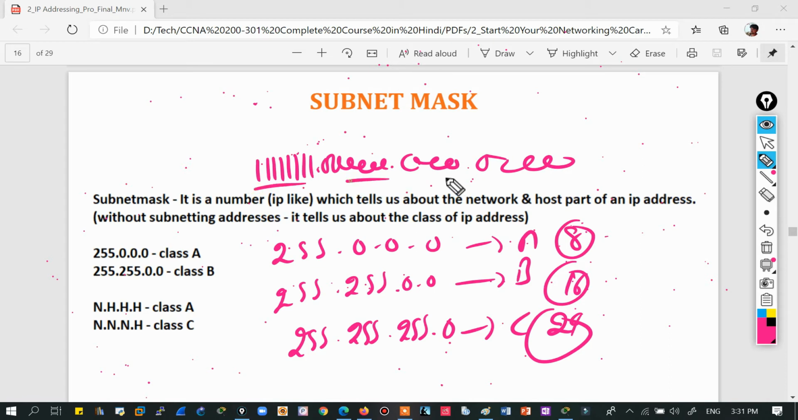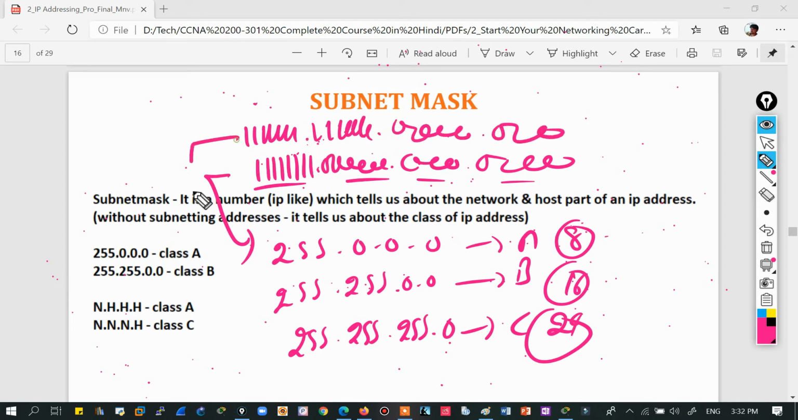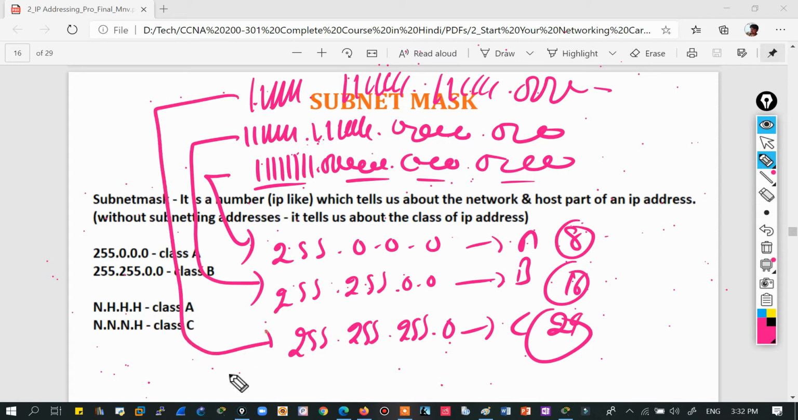This is a binary number, and it is converted into a decimal number like this. In class B, it is like this, 16 ones and 16 zeros, and the resultant is this one. In class C there are 24 ones and 8 zeros, and the resultant is this one. Now the next concept is how to convert a binary number into a decimal number, right? Okay, to understand that, let's erase this for a while.